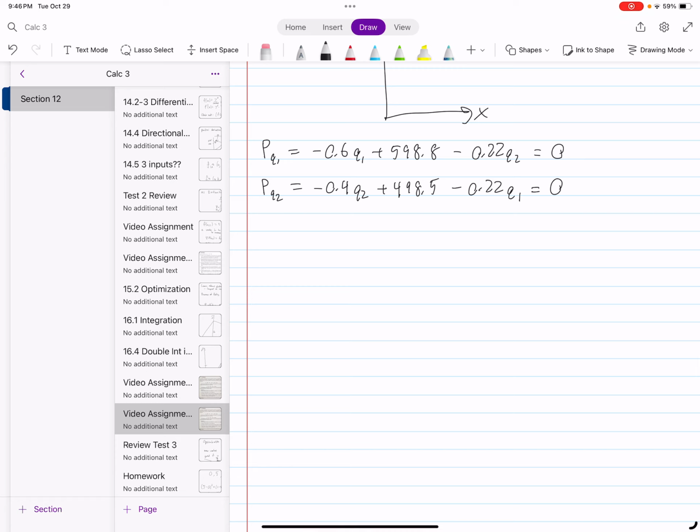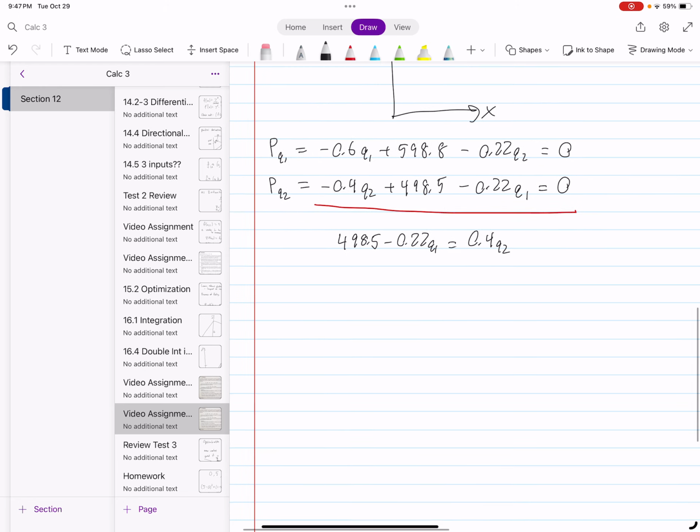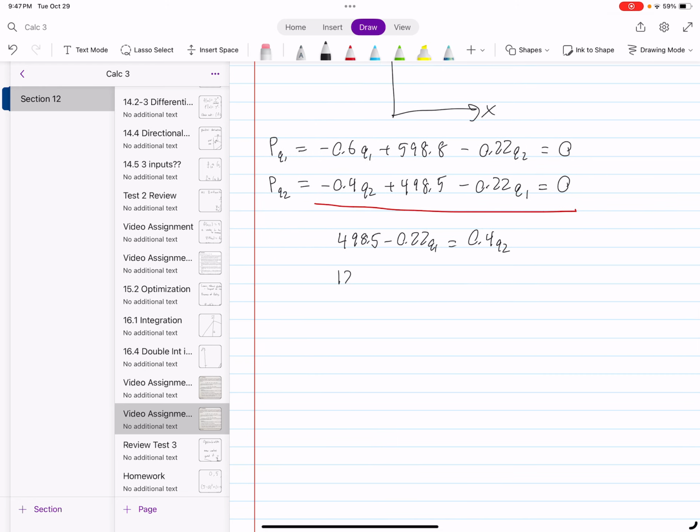And simplifying, I'm going to take the bottom function first. And what we're going to do with this function is solve for Q2. So we have 498.5 minus 0.22 Q1 equals 0.4 Q2. So we just moved the Q over to the other side. And then we're going to divide everything else by 0.4. We're going to get that 1246.25 minus 0.55 Q1 is equal to Q2.